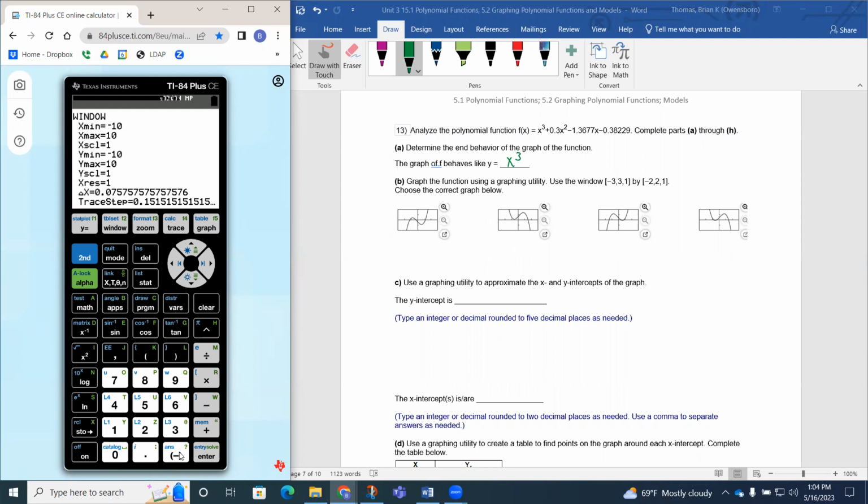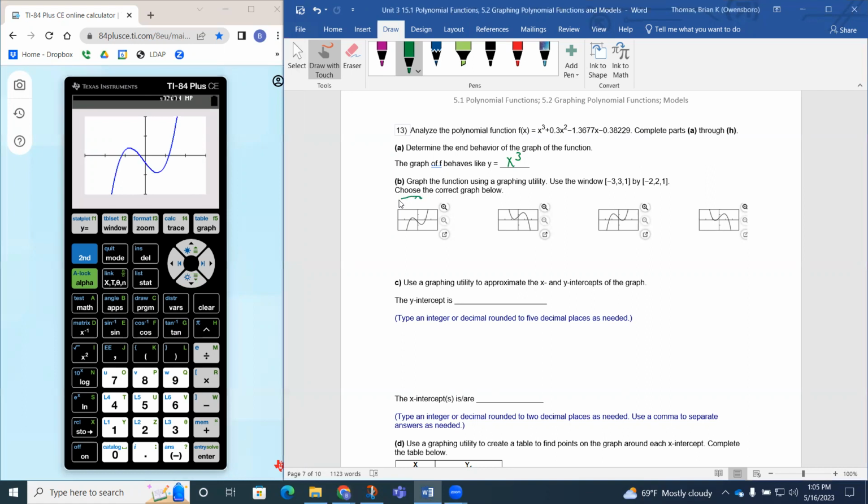So -3 to 3 to 1, and then -2 to 2 to 1. Graph again. So yeah, it looks much more like the first graph. That was kind of what I was aiming for, but yeah, that kind of clarifies it. It definitely looks more like the first graph there.